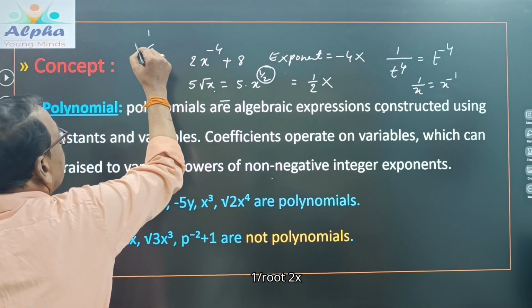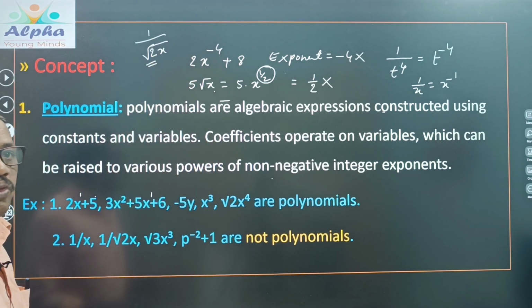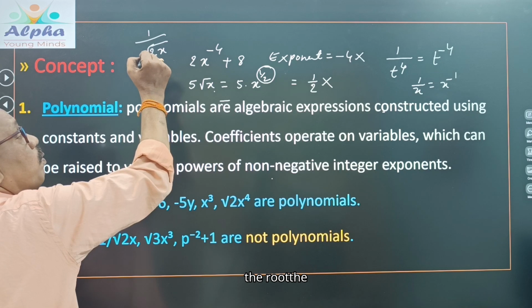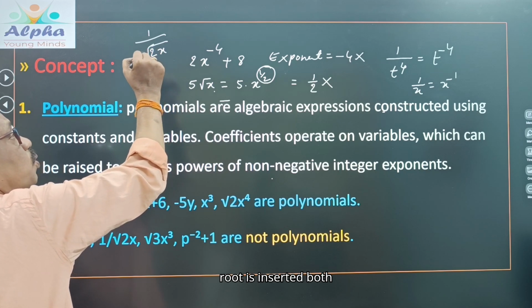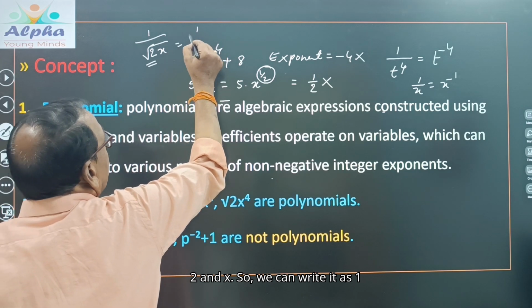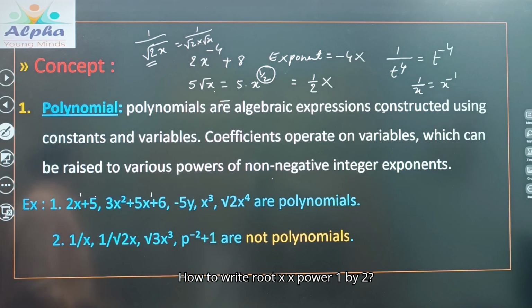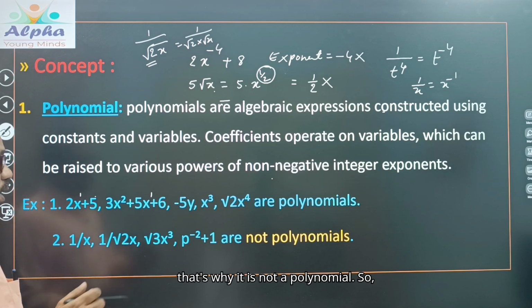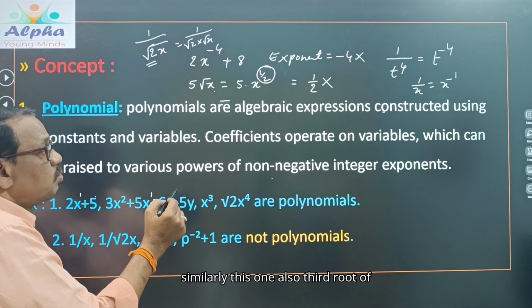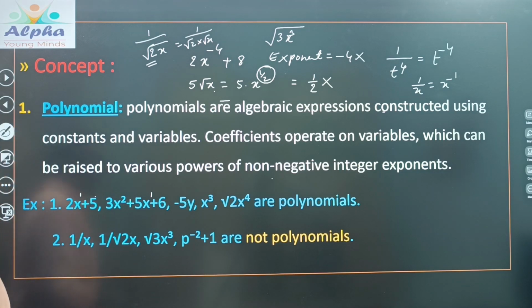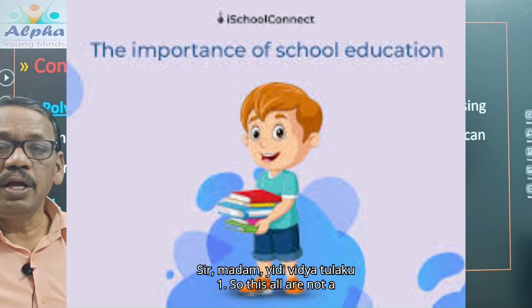The second one is not a polynomial either. Why? Because of 1 by root 2x. Here the root is applied to both 2 and x. So we can write it as 1 by root 2 into root x. How do we write root x? x power 1 by 2. So 1 by 2 is not an integer. That is why it is not a polynomial. Similarly, this one also, the third root of 3x cube, is also not a polynomial. Here p power minus 2 plus 1. So these all are not polynomials.